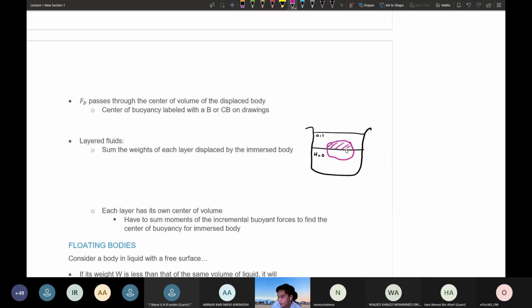Oil will have a different density, and water will have a different density. This is why you can put it this way: F of buoyancy is equal to the summation of gamma i times V i. For example, for this case, gamma of oil multiplied by volume. Which volume?